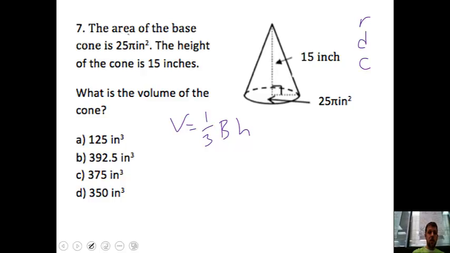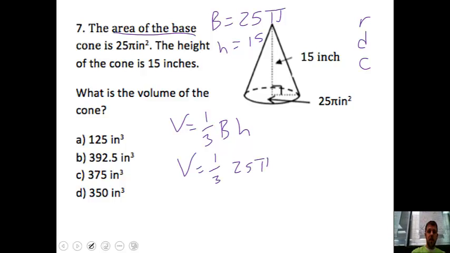But what they do tell me is that the area of the base is 25 pi, and that the height is 15. So V is equal to 1/3 times 25 pi times height, which is 15. And so when I put this in the calculator with parentheses around the fraction, I end up getting B.